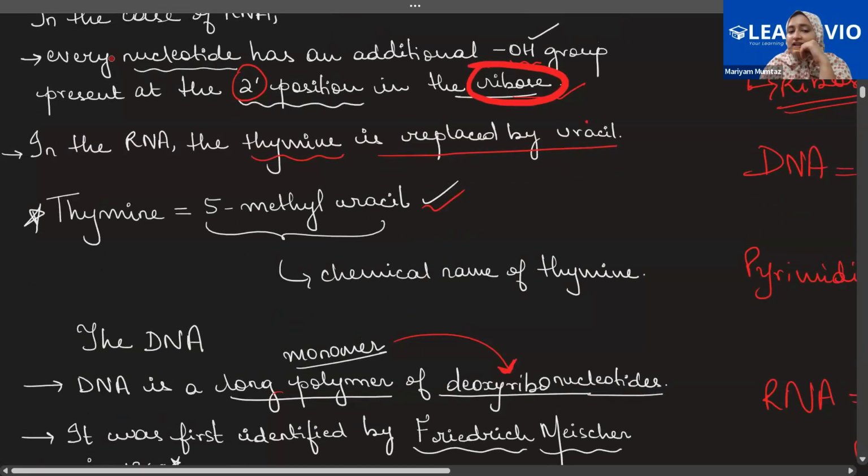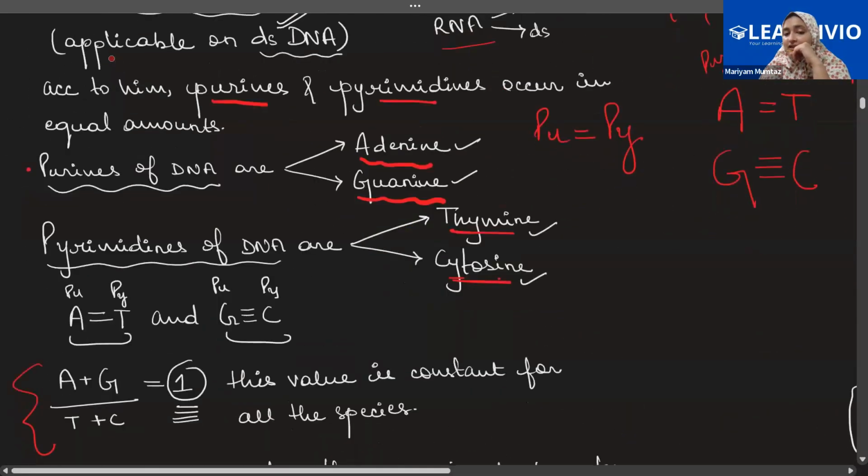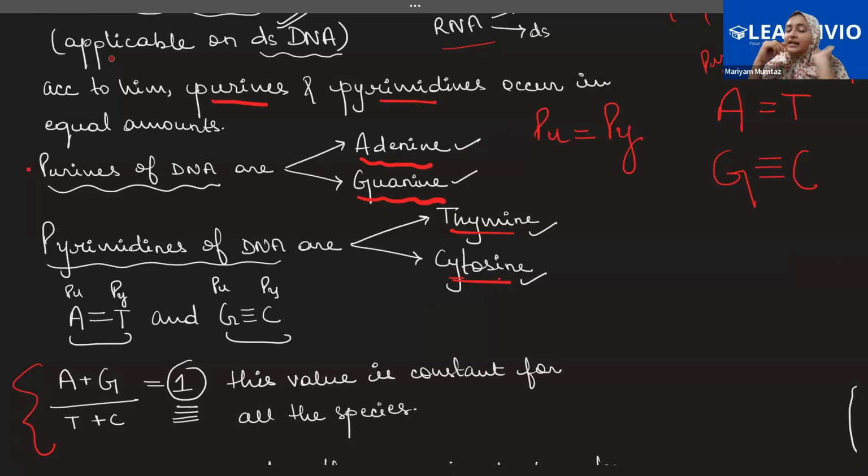See here, in the RNA, thymine is replaced by uracil. It is a very big fact. All of you must remember that in RNA, thymine is not present. Instead, uracil is present. Okay? Any doubts up until now?